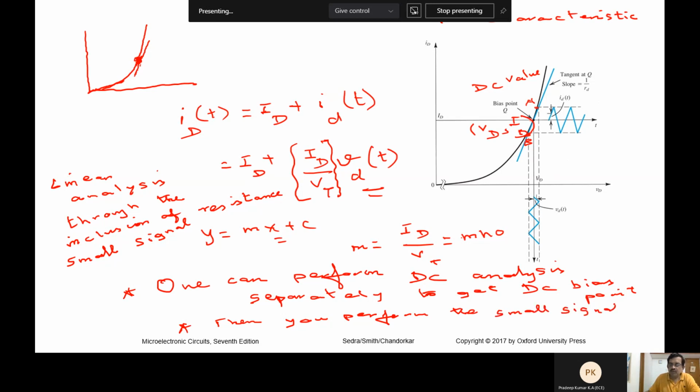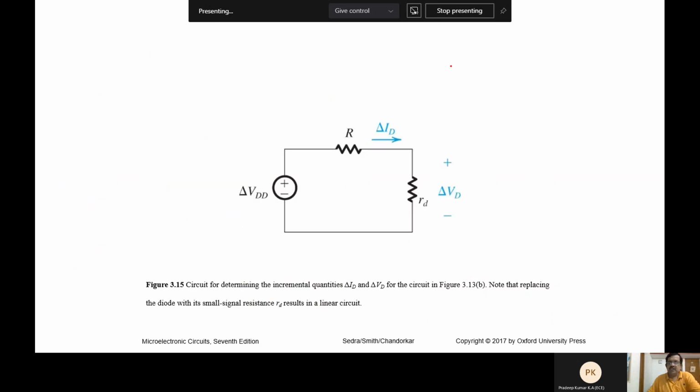We already defined what is small, so I don't have to go again and again. In doing so, we can get the small signal parameters, and DC will give you the DC bias point. From the DC bias point, knowing ID, I can calculate the slope. The inverse of the slope will give the small signal resistance. Once I have the small signal resistance, all I need to do is the following to get the small signal analysis.